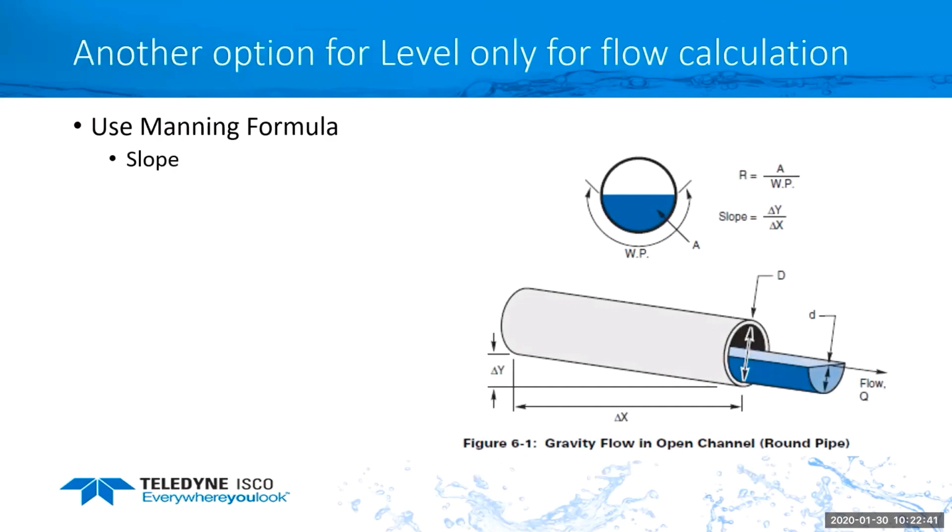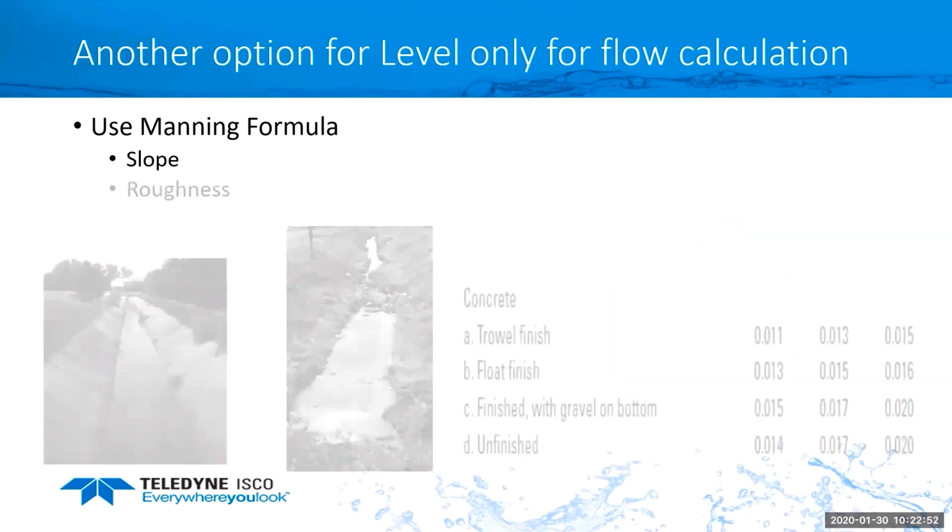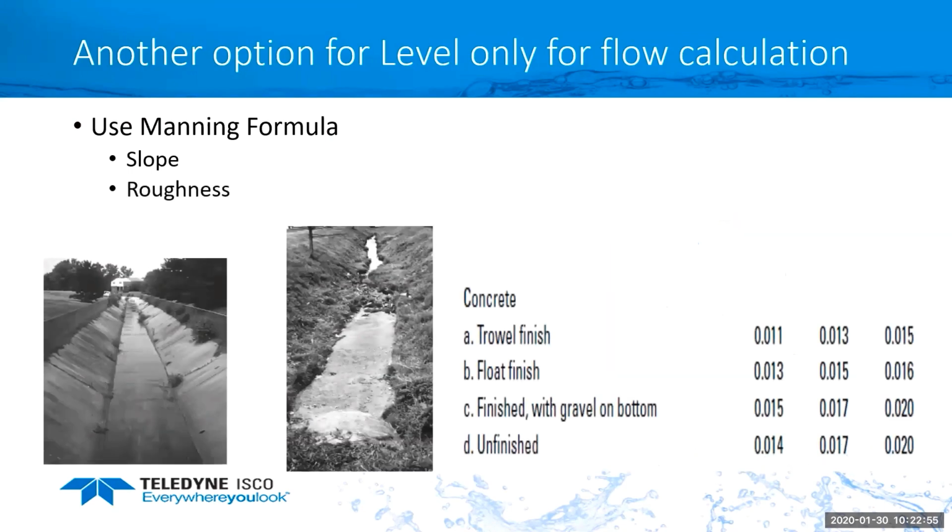Other options are using the Manning formula. If you have a round pipe, elliptical, or rectangular channel, you need to know the slope of the pipe, which is part of the velocity calculation, and you need to know the roughness. With the slope and the roughness, you can use the level to calibrate your flow. This makes the assumption that you have a free flow application. The difficult part is trying to figure out what your roughness is. In these examples, we have a concrete channel, but there's still some vegetation in there, so it makes it a little more difficult to figure out what your roughness coefficient is.